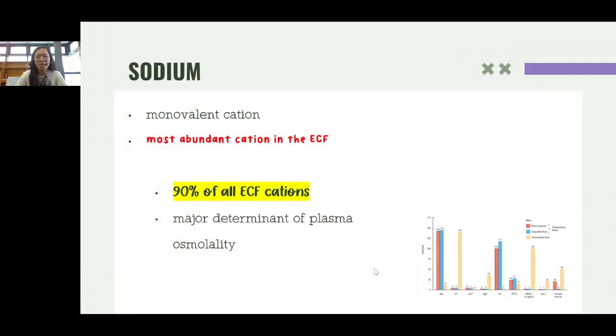Now, as you can see, sodium is a monovalent cation. Monovalent meaning it only has one valence, and it is your most abundant cation in the ECF. 90% of all ECF cations comprises your sodium, and because of this, it is considered a major determinant of your plasma osmolality. Due to its high concentration in the ECF, the increase or decrease in the amount of your sodium directly affects the movement of your water.